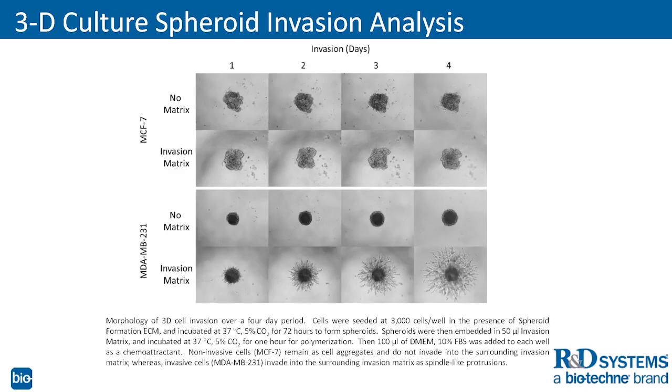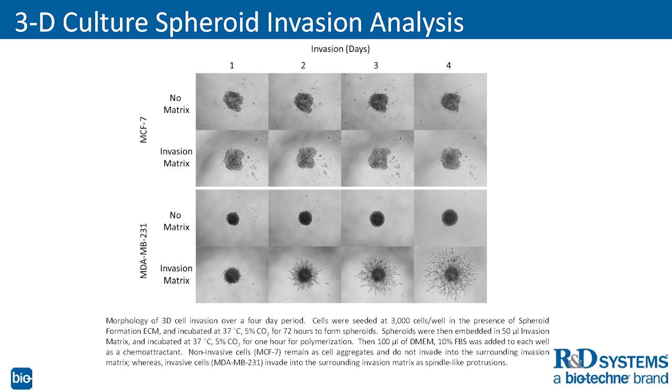So here's a quick graph showing this invasion assay. We have the MCF7s, which are a non-invasive cell line, and our MDA MB231s, which are invasive. The top rows, okay, these are conducted over 4 days. Column 1 is day 1, column 2 is day 2, column 3 is day 3, column 4 is day 4. The top row for each sample is no matrix, so there's no invasion, no hydrogel for the cells to invade into. And the bottom row is with invasion matrix.